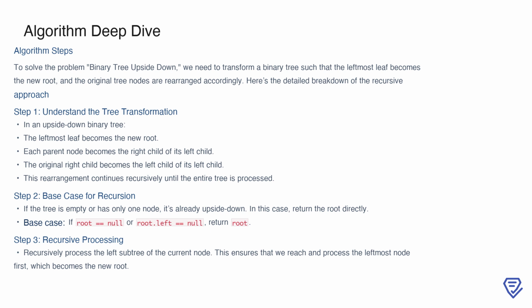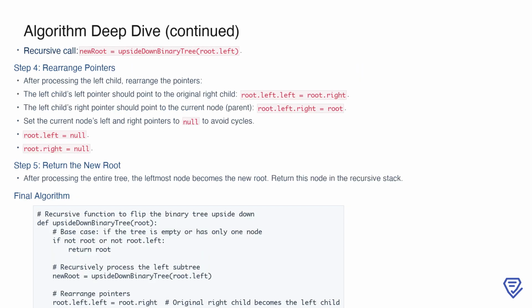This ensures that we reach the leftmost node first, which is crucial because that node will serve as the new root of the transformed tree. The recursive step involves a key function call, newRoot = upsideDownBinaryTree(root.left). This ensures that we process the leftmost subtree first and identify the new root. Once we've processed the left child, we can start rearranging pointers to achieve the transformation.